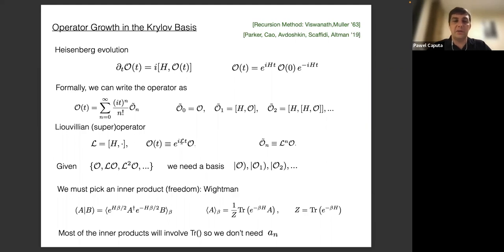Actually, in the story of operators, there's a freedom in doing that, because we must pick an inner product in the space of operators. There's not a unique way of doing this, but in the literature it has been customarily done with the so-called Wightman inner product. When we take operators A and B, we denote this inner product between them by simply taking their correlator with the thermal state.